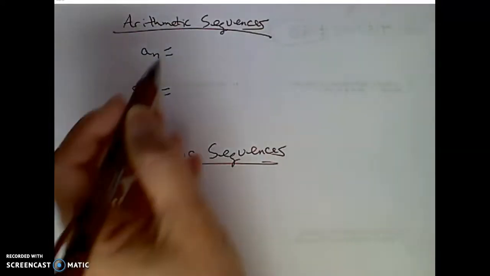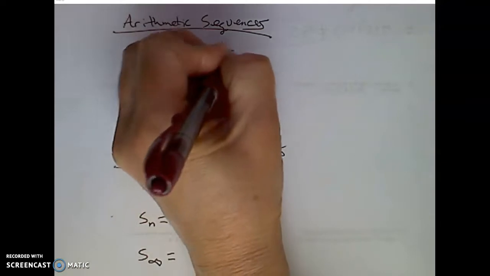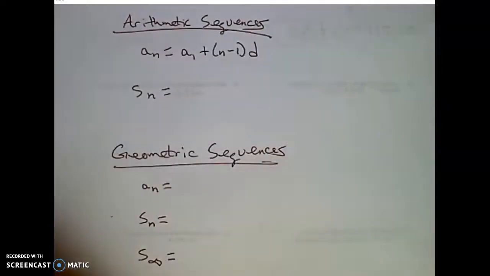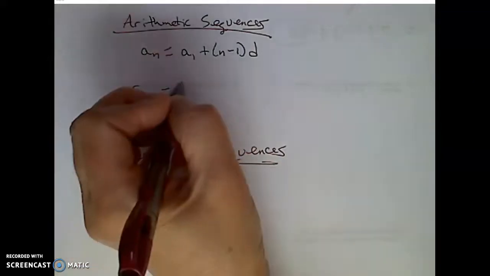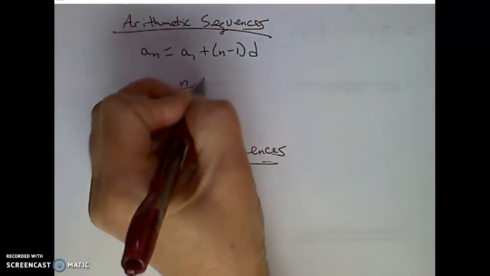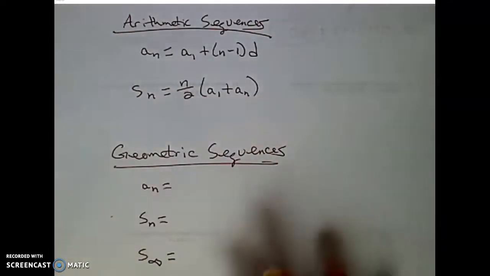For an arithmetic sequence, the formula for the general term is the first term plus 1 less of those common differences, n minus 1 differences. The sum of an arithmetic sequence is n over 2 times the first plus the last.